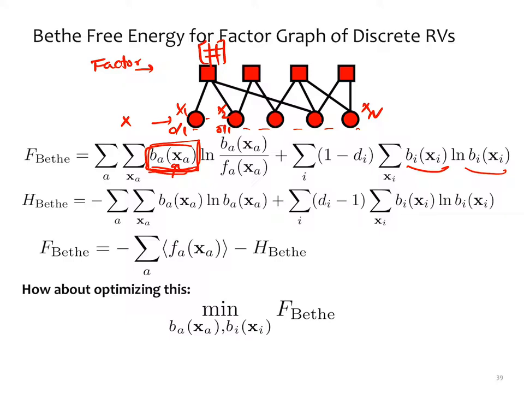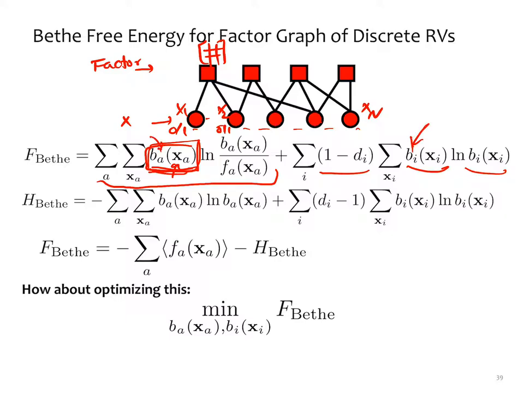Right? But my b's are now normalized marginals over the random variables that are connected to the factor. So it has a form that looks like the denominator: the denominators are factors, minus 1 minus degree of the denominators, the marginals of the units. Right, it's basically an extension of that idea for a factor graph. But now what you want to optimize is these b's and b_a's.